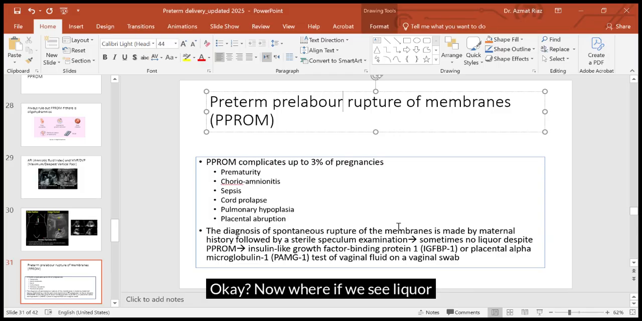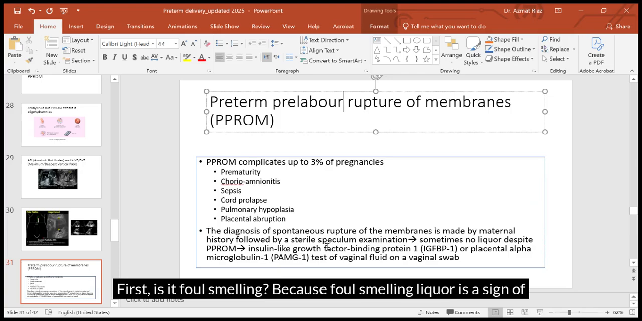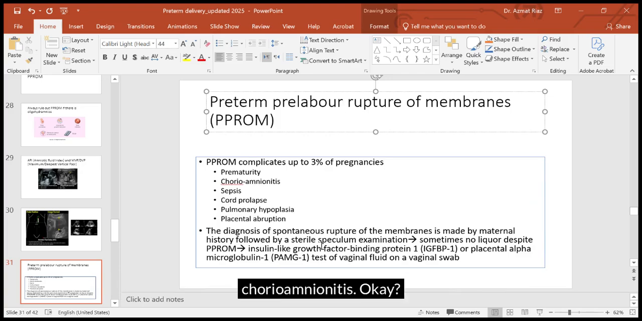Okay, now, if we see liquor there, we have to know two, three things. First, is it foul smelling? Because foul smelling liquor is a sign of chorioamnionitis. Okay.